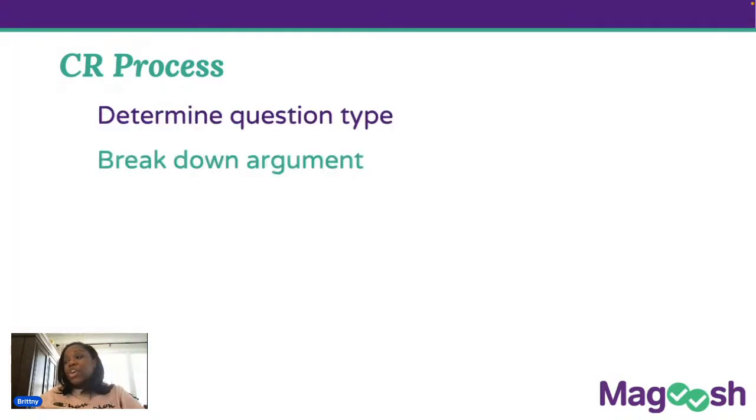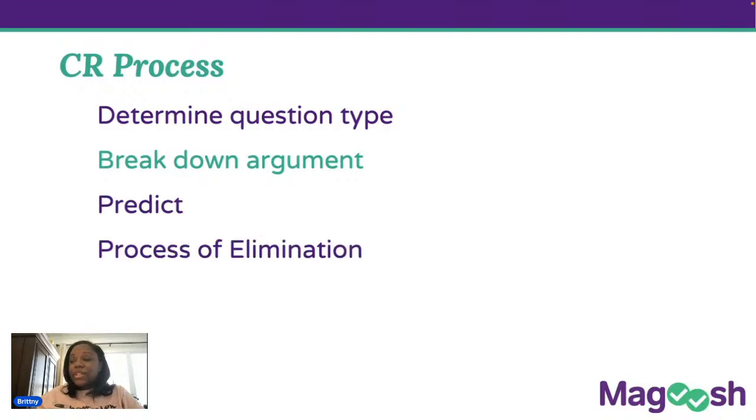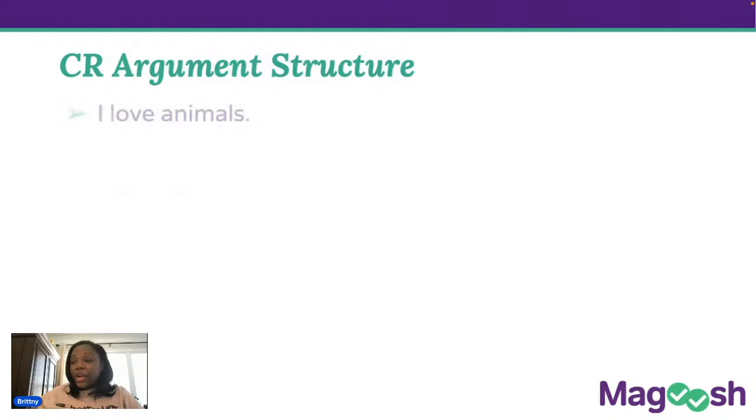So let's talk about your CR process when you're looking at how to attack the question, how to attack the passage. In order, you have to determine the question type, break down the argument, predict, and then do process of elimination. Sometimes you may hear me call this POE. But we're going to start with breaking down the argument because you really need to understand what the argument is saying before you can really go through and determine the question type and predict and go on from there. So let's start from a lesson and foundation standpoint from breaking down the argument.